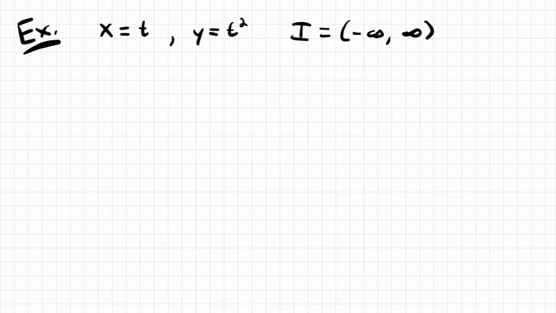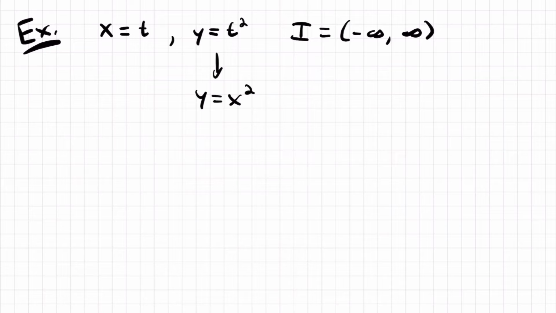In this case, we already know that x equals t, so we can just replace t in this equation with x, right? What we'll have is that y is equal to x squared. And this is the same exact rectangular equation that we found for our previous example, right? We have two different parametric equations, but we still get the same rectangular equation.